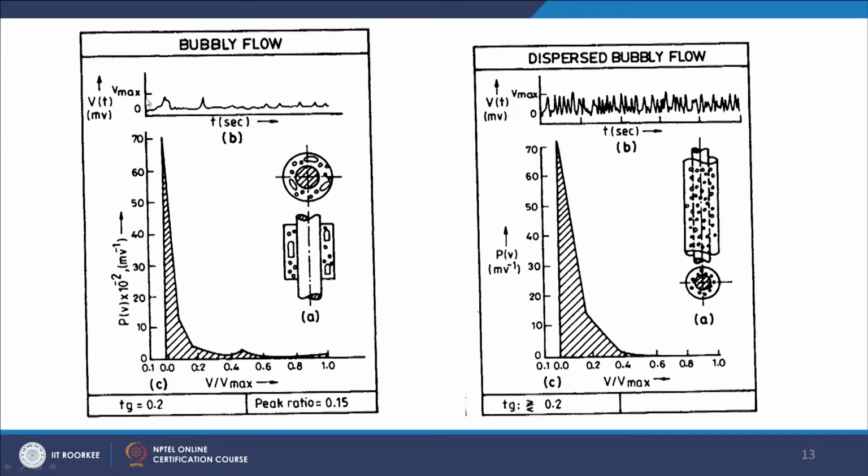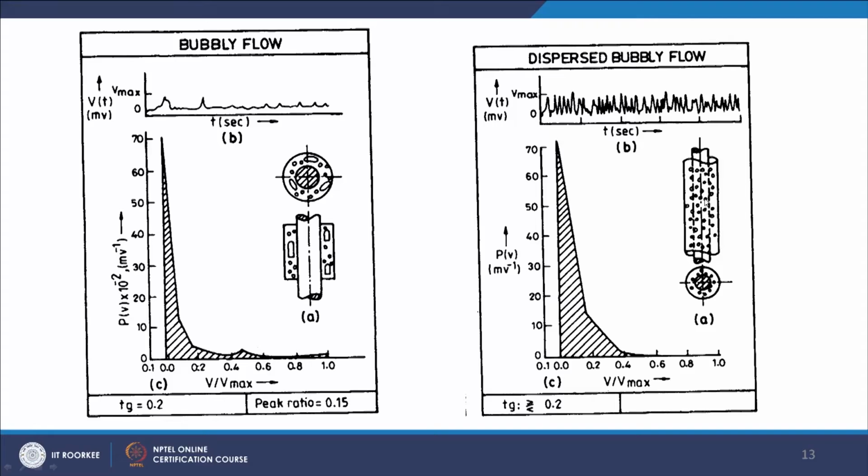Now, if you take the signal using the electrical conductivity probe, you will get a raw signal like this. On the abscissa we have time, and on the ordinate we have the voltage. You can find an erratic signal like this. Now, if we go for signal analysis, first I will use the probability density function. After doing this, you will get a very sharp peak near low voltage, because most of the time the pipeline is occupied by liquid. As a result, the resistance is very low, so you will find a very high peak near 0 voltage. The situation differs in the case where we have dispersed bubbly flow.